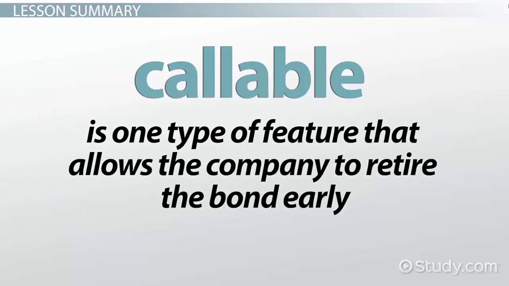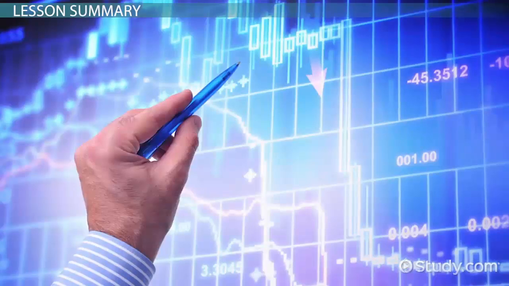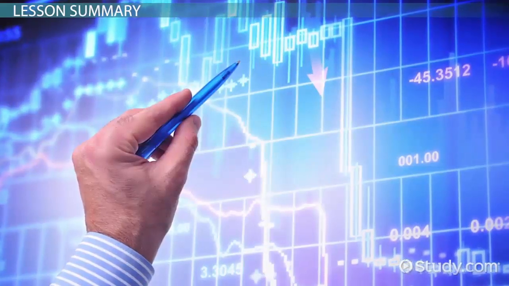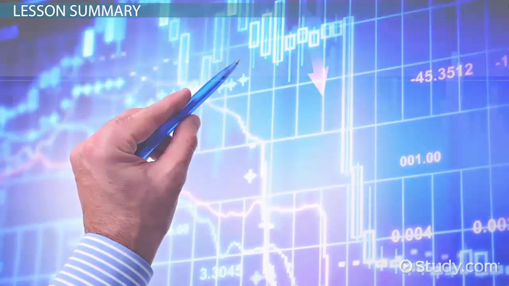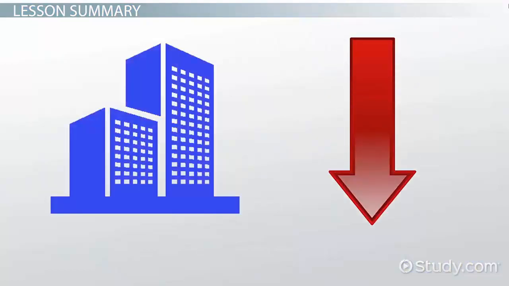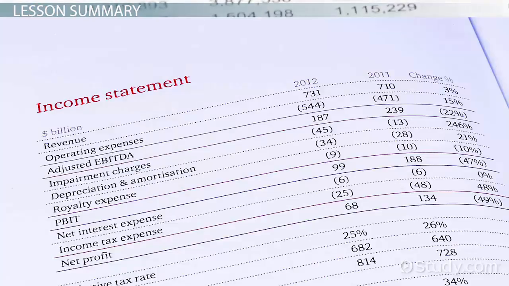Callable is one type of feature that allows the company to retire the bond early. Depending on the market interest rates, the company may retire the bond at a greater price than the principal, or may call the bond for less than the principal. In either case, the gain or loss must be reported on the income statement.